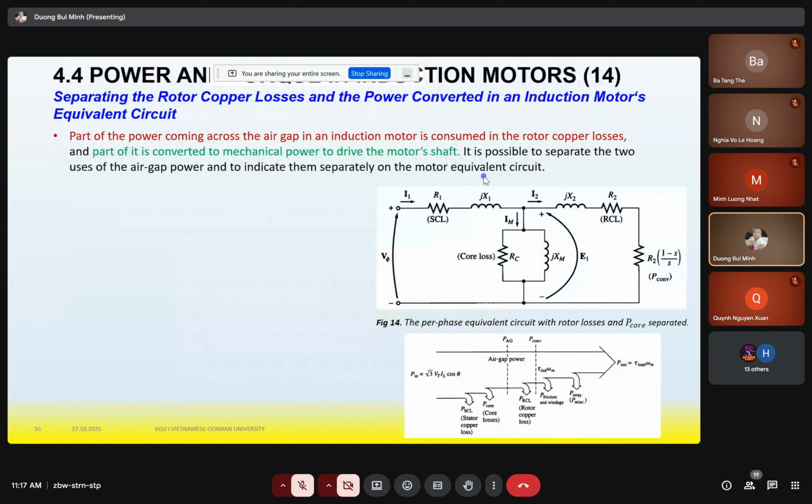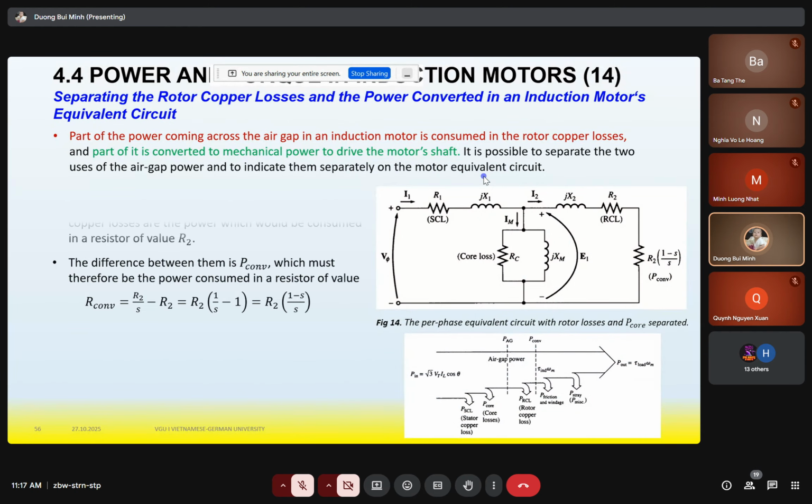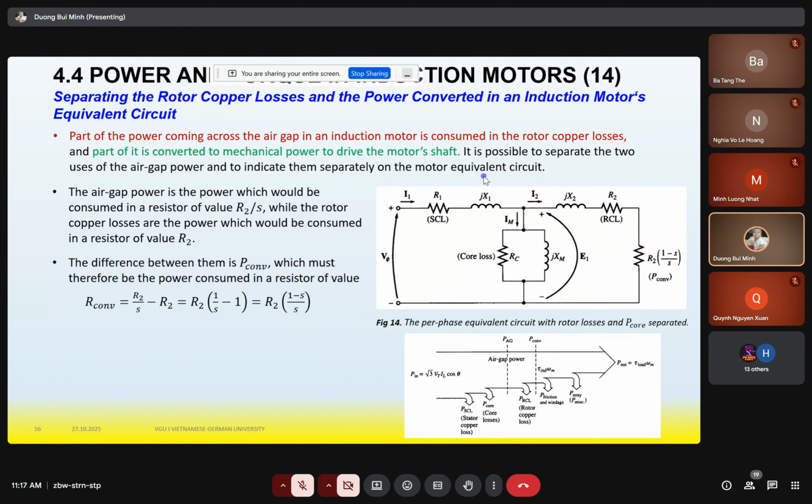Next. Now we modify the circuit. Okay. So look at this line, this diagram.